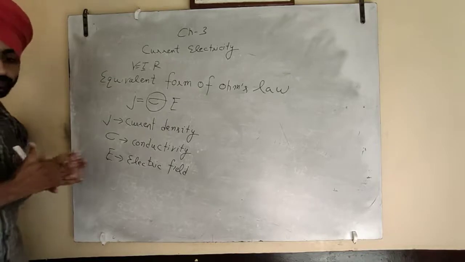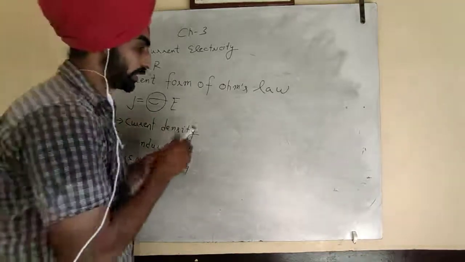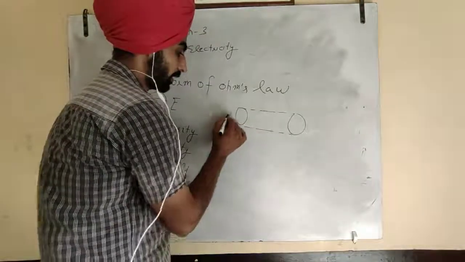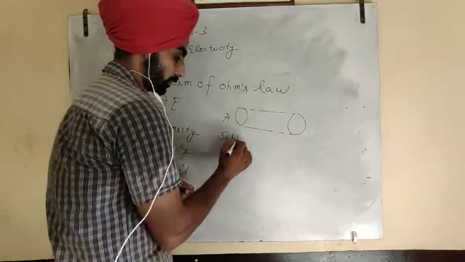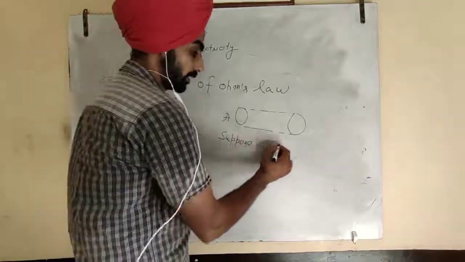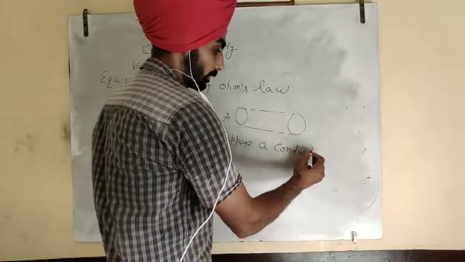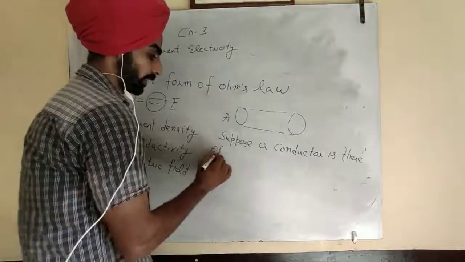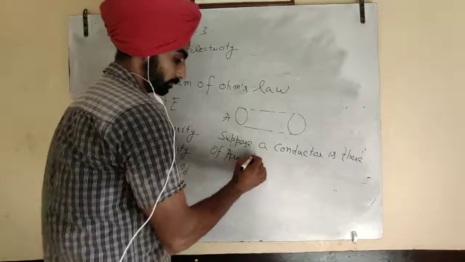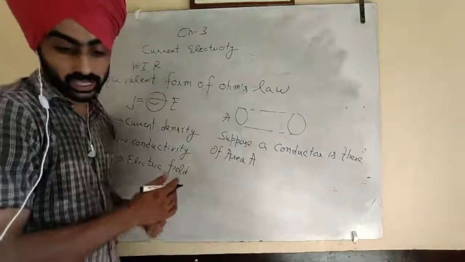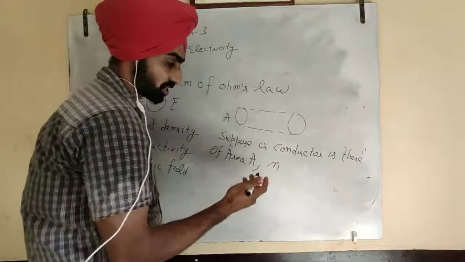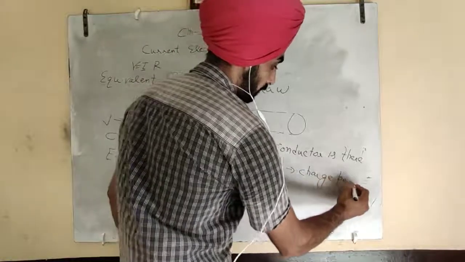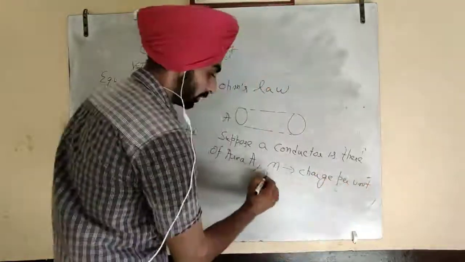So from where we will start? We will start from, suppose a conductor is there of area A, and n is the number of charge carriers, which is the charge density, n is the charge per unit volume.